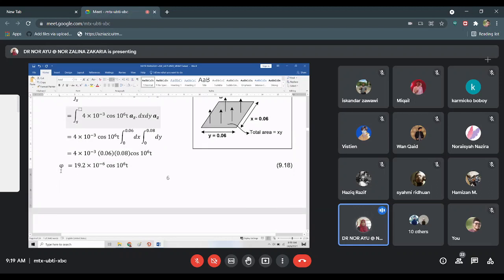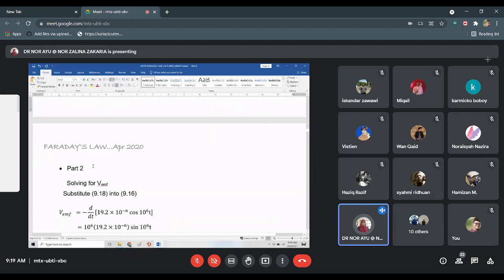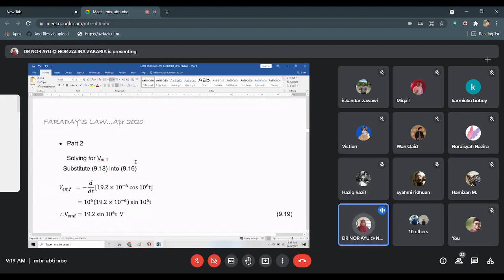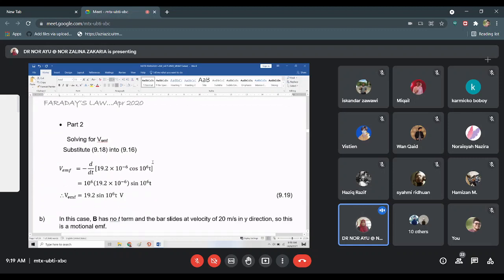When you have your flux, you can do the second part, where you need to differentiate your flux. So we have VEMF equals negative d over dt of this flux. You differentiate cos, you will get a negative sign. So negative with negative will cancel out, and then this 10 power of 6 will move to the front. So you multiply this, and you will get something like this. That is the value for your VEMF.